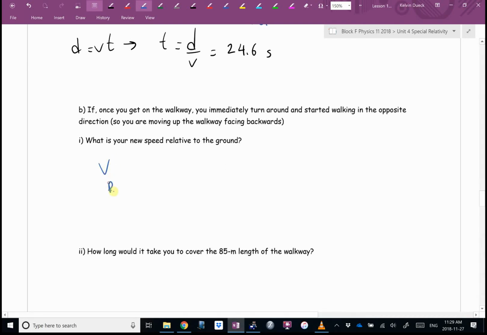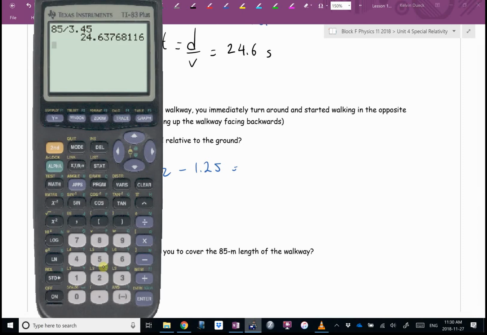I'll give you a hint. Not 3.45. What would it be? How would I calculate it? How'd you figure that out? You went like this. 2.2 minus 1.25. And I'm still moving, I'm still traveling forwards in distance. I'm facing backwards, but I'm still gaining distance. I'm walking backwards, if you want to call it negative, because I'm able to.